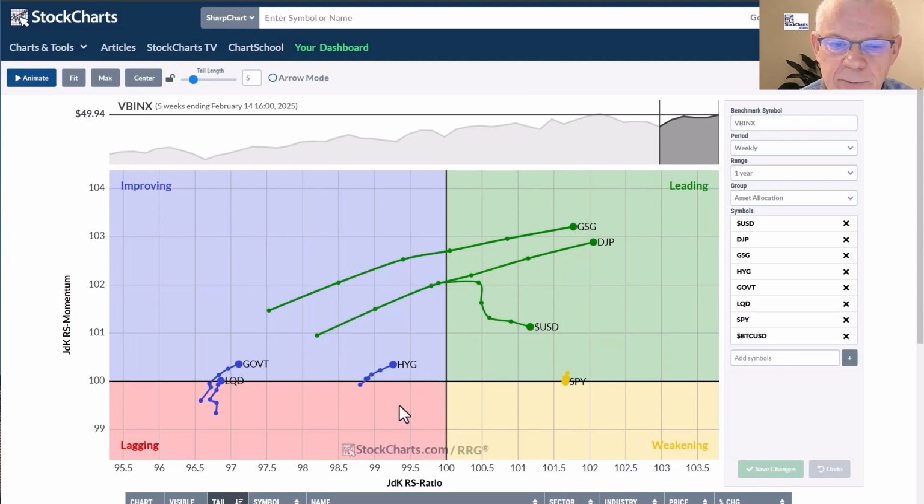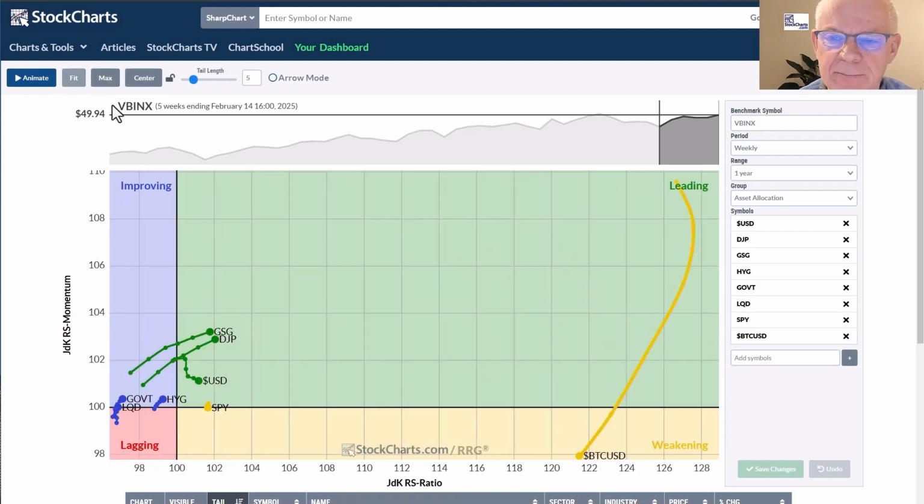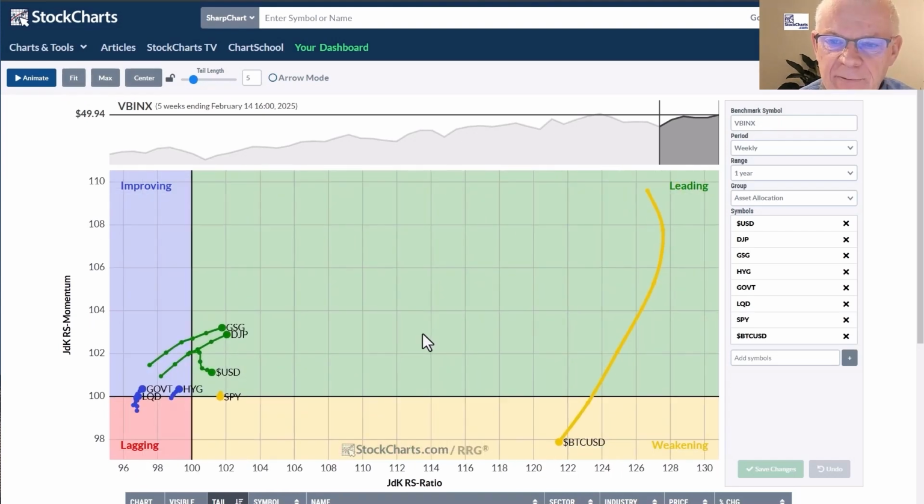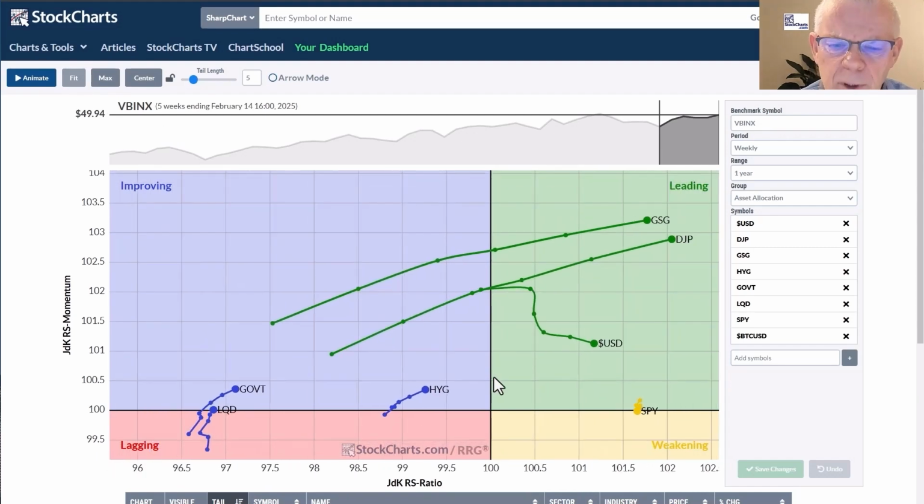I have switched off the Bitcoin tail because it is very far out. I'll bring it on right now here. You see Bitcoin very far to the right, which is obviously because of the recent strength, but right now it's going through some sort of a correction, heading into the weakening quadrant at that very long tail. So that's really distorting all the other elements on this chart, which I want to talk about.